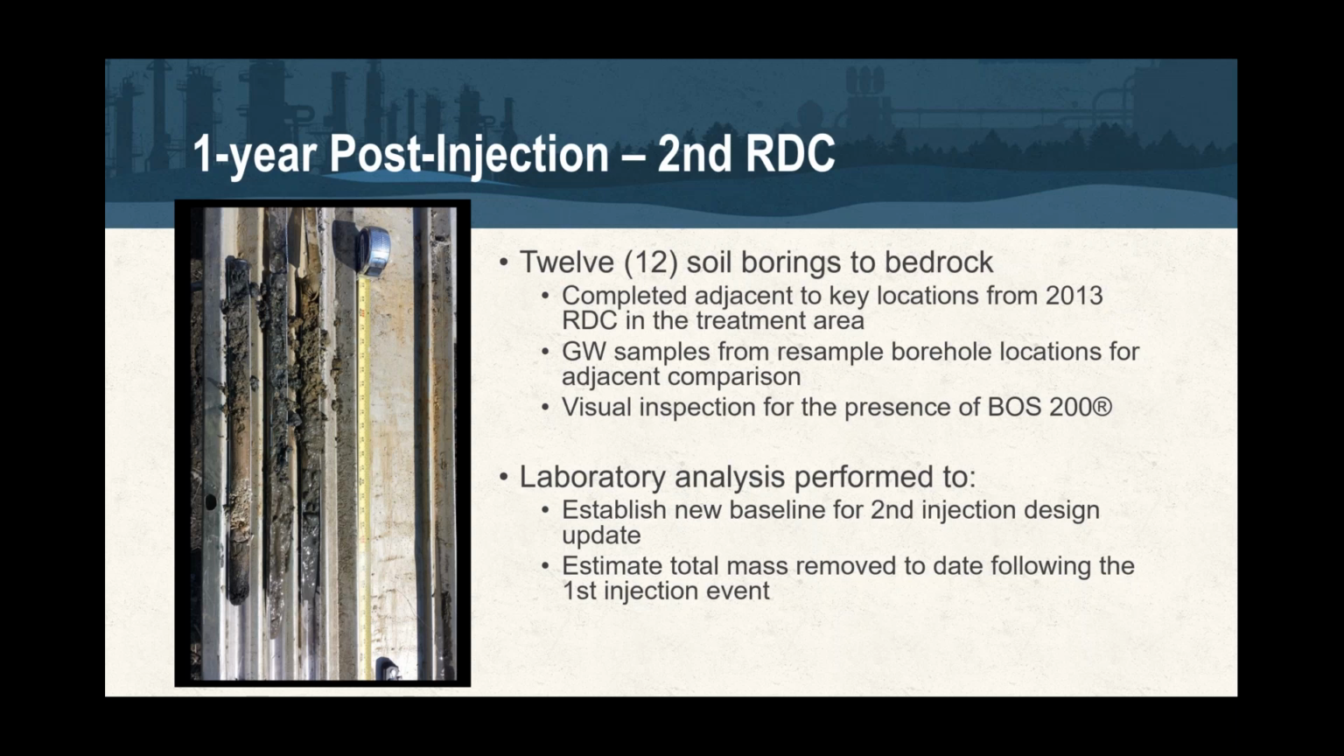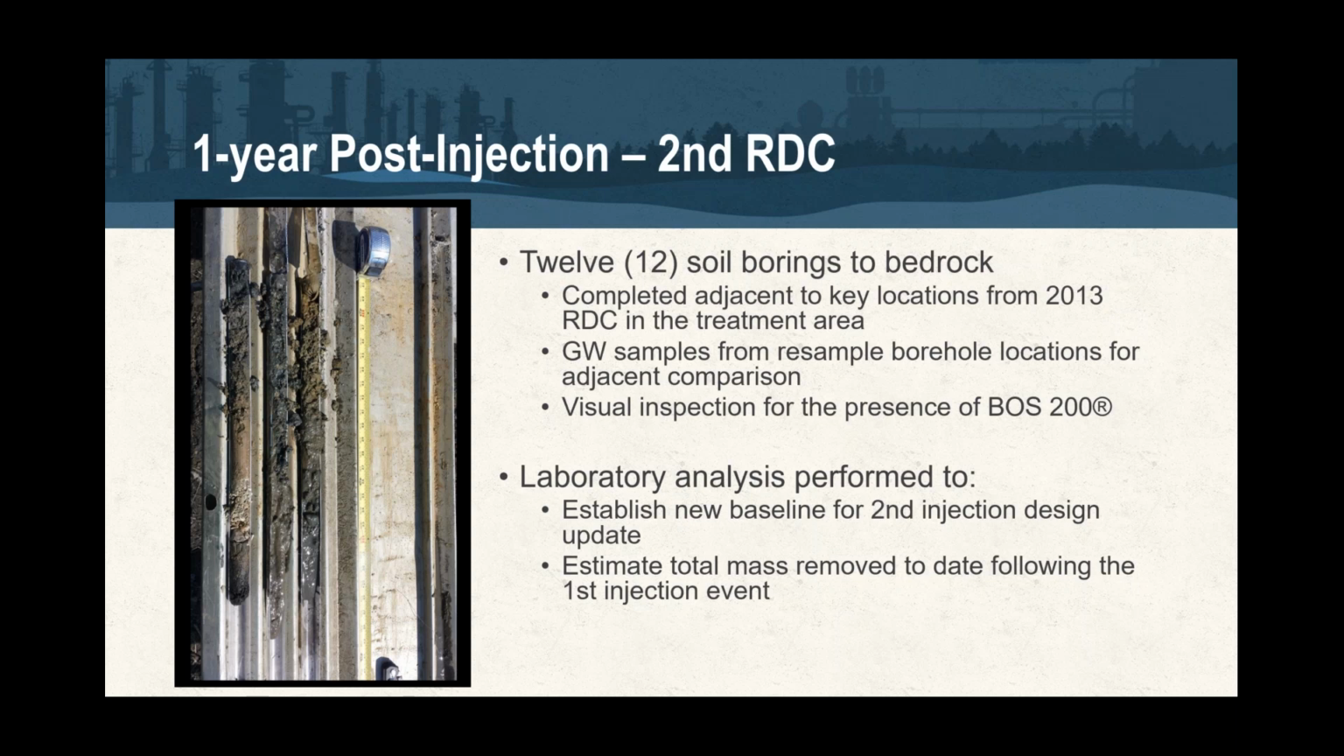So 1 year after the first injection, they came out and did a second RDC for really 2 reasons. One is to see how we did, check on performance, but then also to design the next phase of work out on the site. This was a little bit smaller. There were 12 soil borings advanced, but they were adjacent to original boreholes that were done in the first phase of work. And then we also looked at groundwater, and then lastly we looked at distribution in the soil cores.